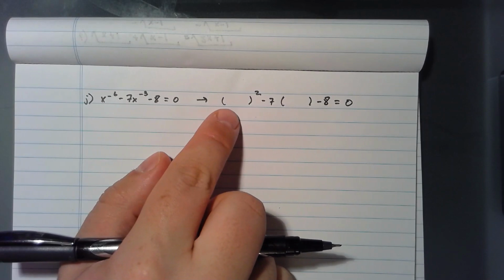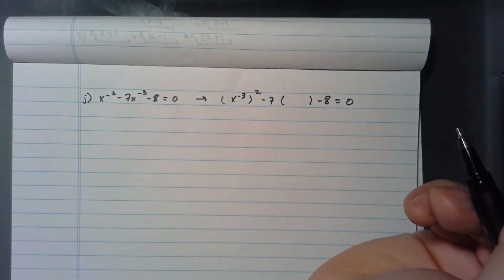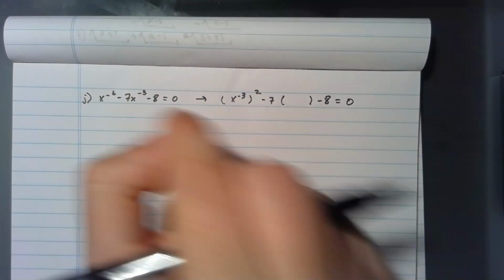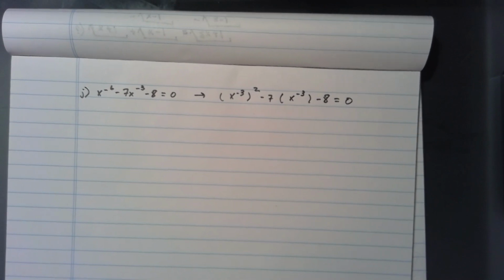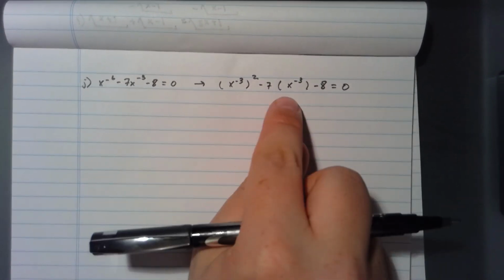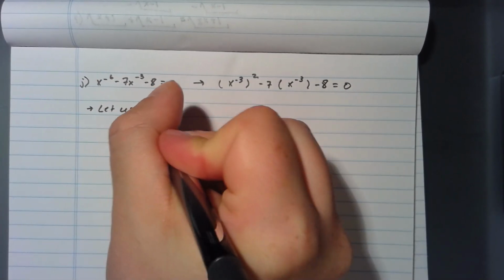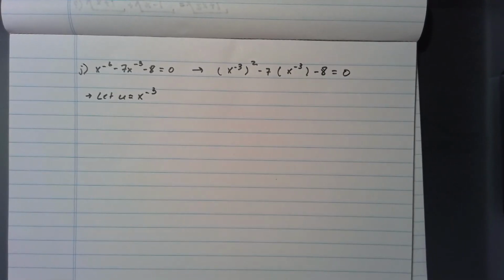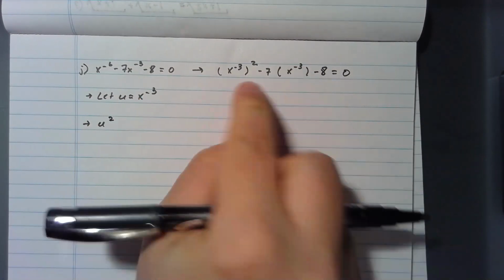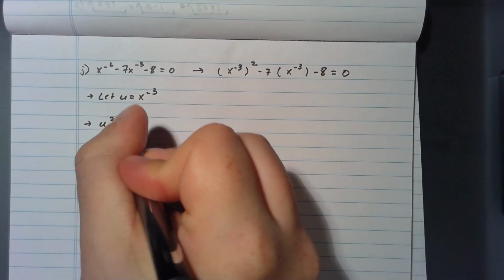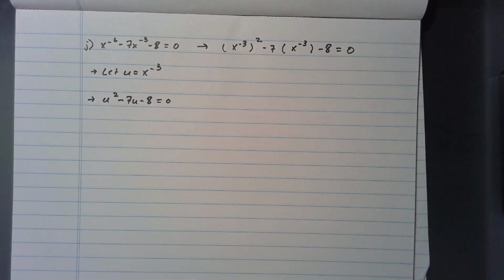So what am I going to put here if I have x to the negative 6? I'm going to have x to the negative third power, right? Because negative 3 times 2 is negative 6. Then I have x to the negative third power and the second something. So this implies that u should be x to the negative third power. Let u be equal to x to the negative third power. So when I make that substitution, I'm going to have u squared minus 7u minus 8 equals 0. Factor it.